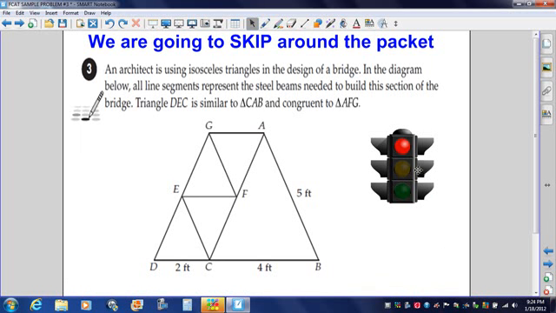For those of you that had the crazy math teacher in 6th grade, this is going to be a blast from the past. Because I'm going to tell you on the FCAT, the first thing you need to do is red light, stop, and read the problem. So guys, please take a minute to stop and read problem number 3.